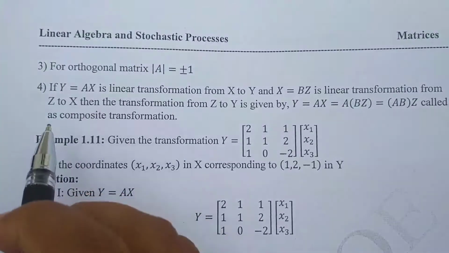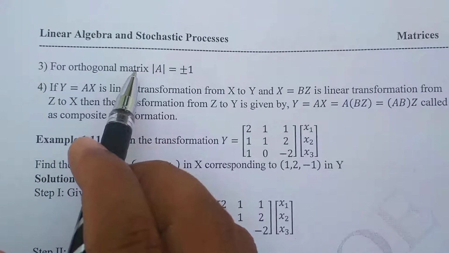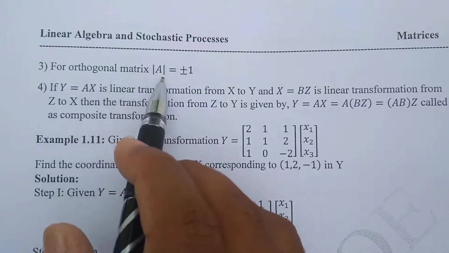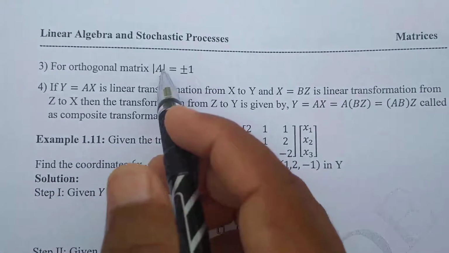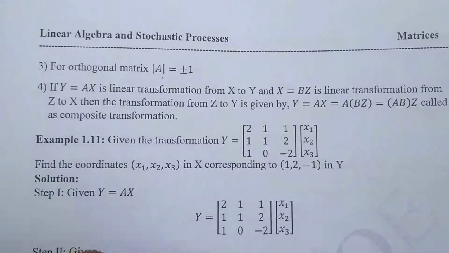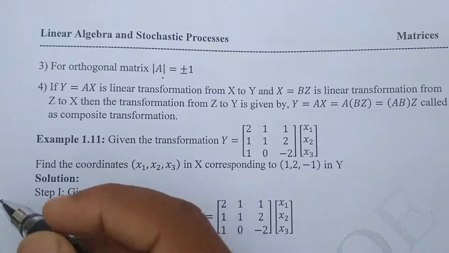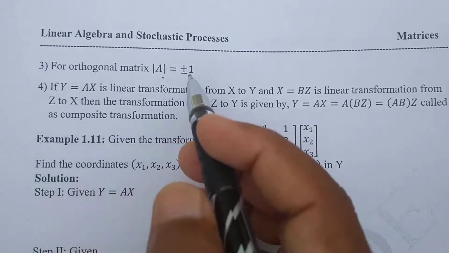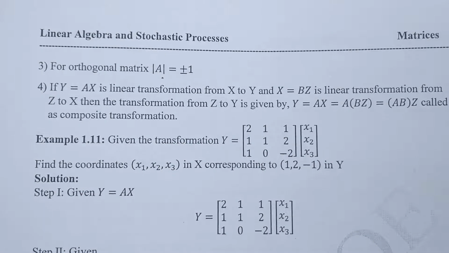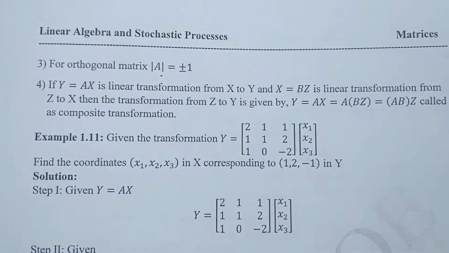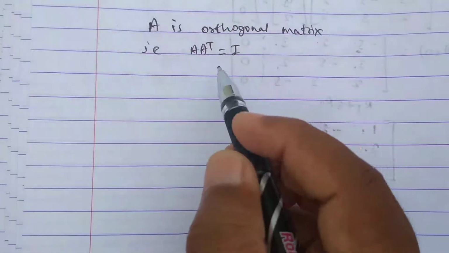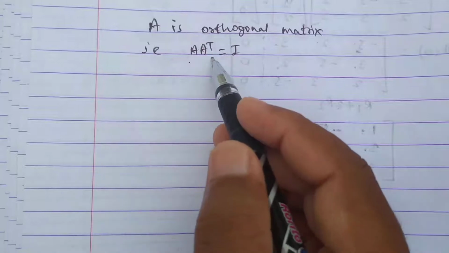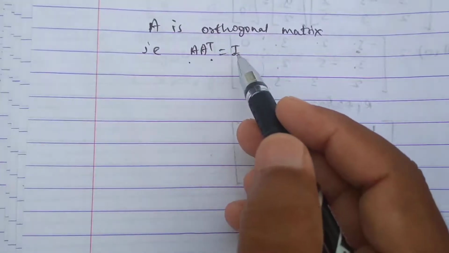Then next property: for an orthogonal matrix, determinant of A is equal to plus minus 1. If you have a given matrix A which is an orthogonal matrix, then at that time determinant of A is equal to plus minus 1. So how is this determinant of A plus minus 1? We can prove this property as follows. If A is an orthogonal matrix, then according to the definition, A into A transpose is equal to identity, we can write.